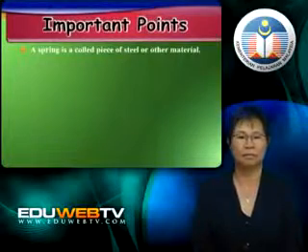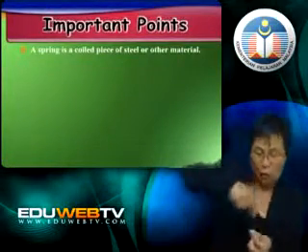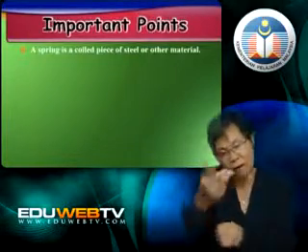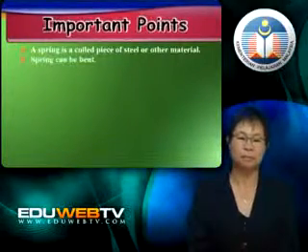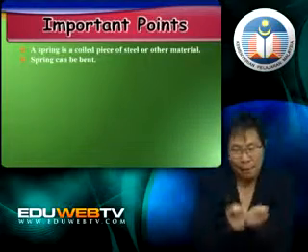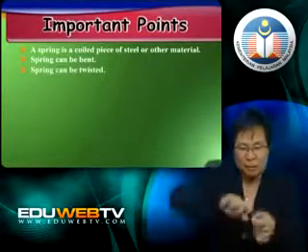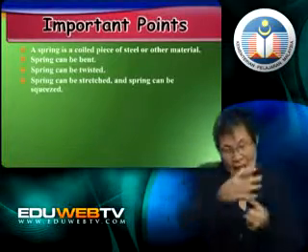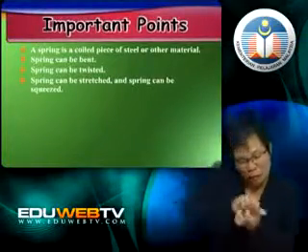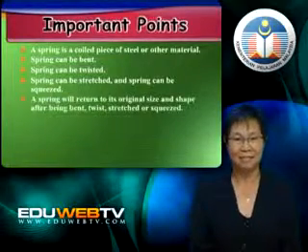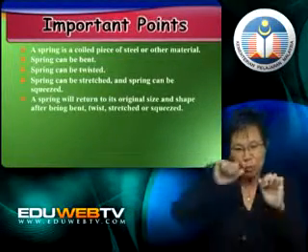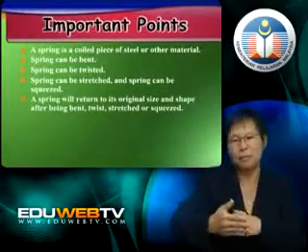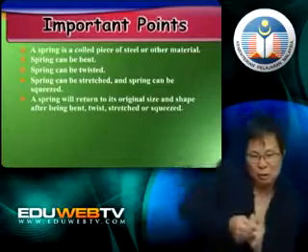A spring is a coiled piece of metal. However, springs can also be made from other materials. A spring can be bent. A spring can be twisted. A spring can be stretched and a spring can be squeezed. A spring will return to its original size and shape after being bent, twisted, stretched, or squeezed.